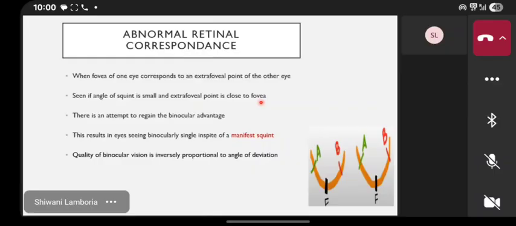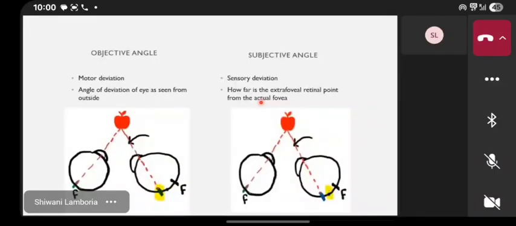Then we have already seen abnormal retinal correspondence. And then there are two angles, objective and subjective. Objective is the motor deviation, how much the eye deviates so as to see a single object. So this is seen from outside, and subjective angle is from the fovea to this point. And this is harmonious abnormal retinal correspondence, and this is unharmonious abnormal retinal correspondence, because this angle and this angle are not equal.